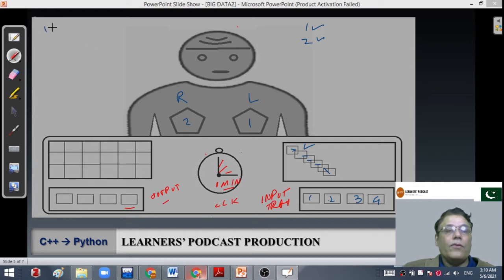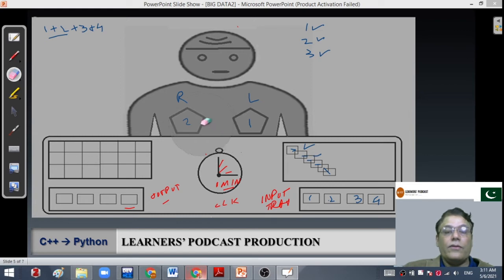As I told you, when you add 1, 2 plus 3 plus 4, first we add 1 and 2. So in the third attempt, when the clock starts the third time, he will pick the third card. In the third card, he will read the instruction and follow it. On the third card, it is written: add the numbers in the left and the right pocket and put the result in the left pocket.